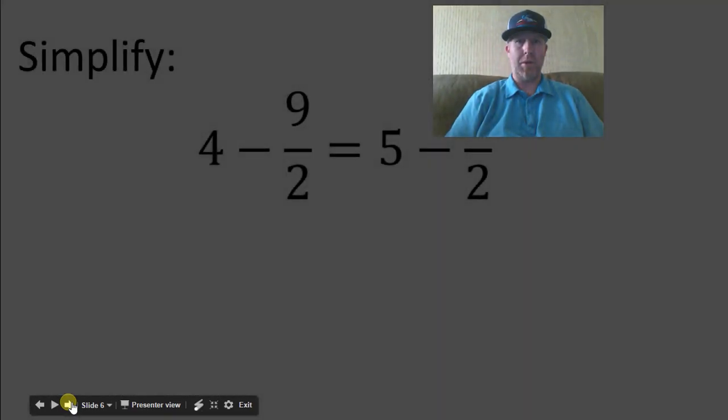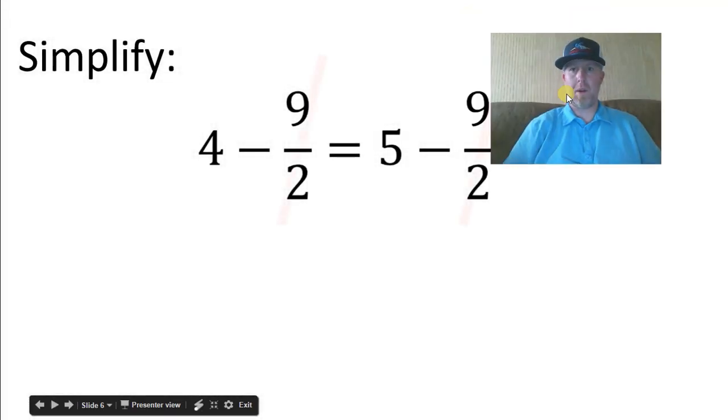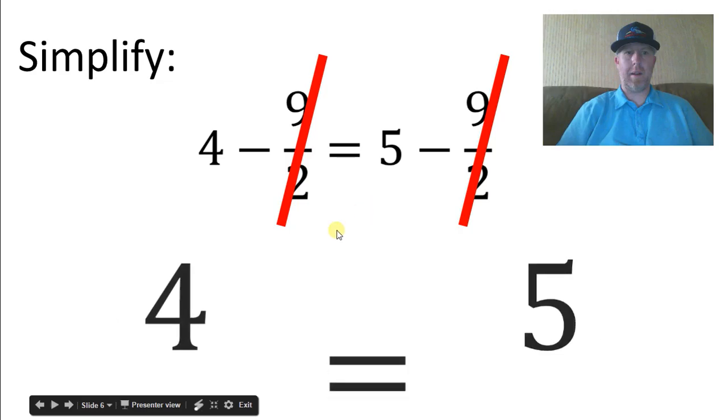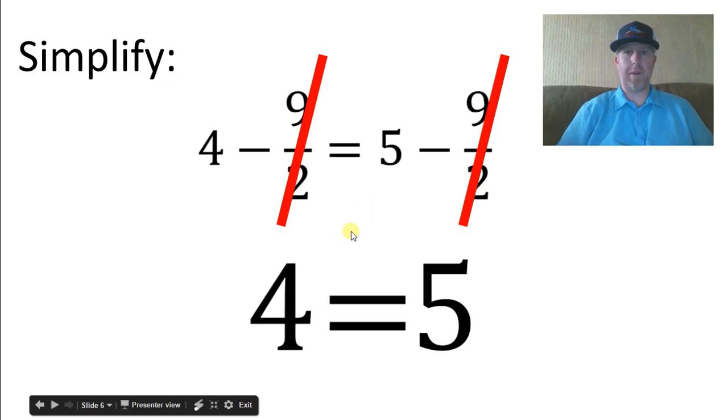You're going to, I have a cool animation here. We're going to cancel those 9/2, and there you have it, 4 equals 5. One thing about it is by taking the square root, well, I don't want to get it complicated.